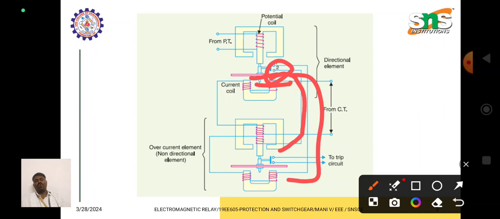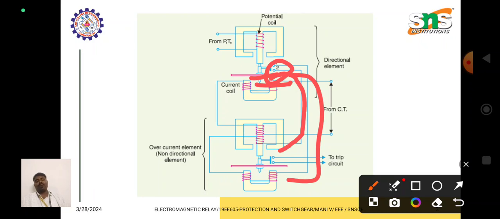element. The trip circuit of the directional element is connected across the lower electromagnet and upper electromagnet of the non-directional relay. So once the directional element operates, only after a time delay does the non-directional element operate. Here the upper electromagnet is energized from the current transformer and the lower electromagnet operates under the principle of transformer action, or induction principle.